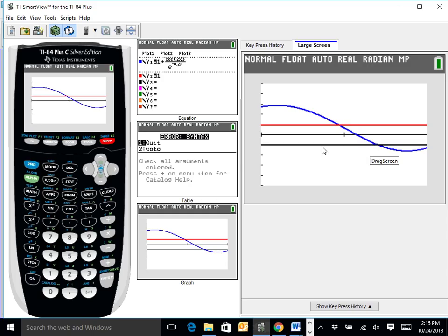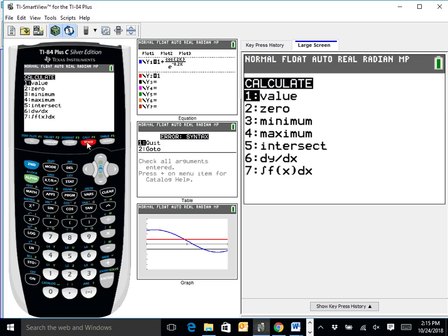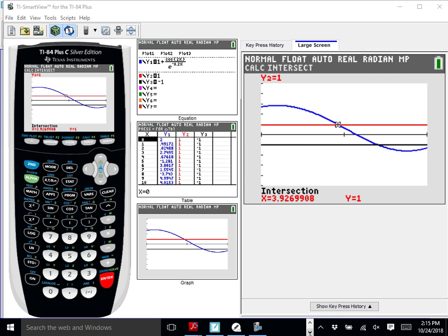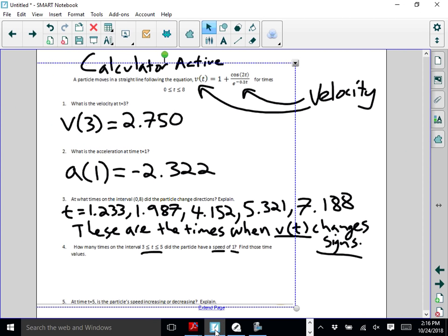So I'll do second calc. Number 5 is intersect. And I'm going to hit enter on my first curve. I'm going to hit enter on my second curve, making sure it's going towards the actual one that I want. I'm going to hit enter one more time. I get a t-value of 3.926.